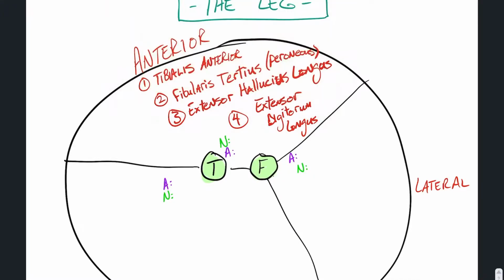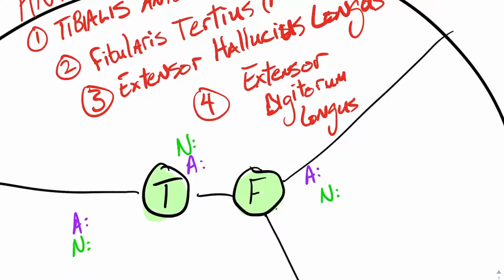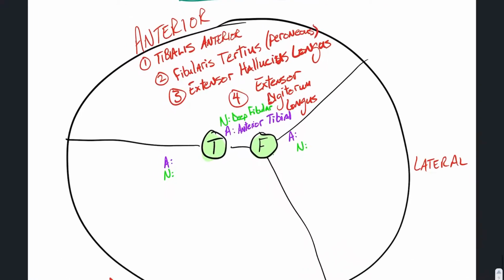All right. And we want to consider what nerve innervates this anterior section. And so I'm going to put that in green. The nerve is, think deep, fibular. Deep fibular. And the artery that goes with this is what? It's the anterior section, so think anterior. Tibial. T-I-B-I-A-L. Okay. So we've got that section taken care of.